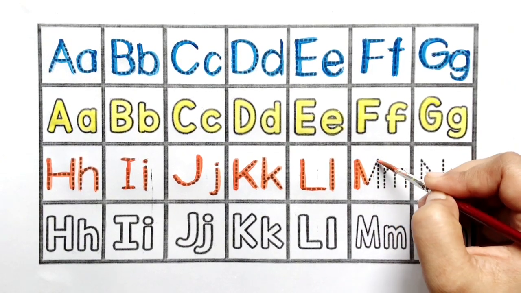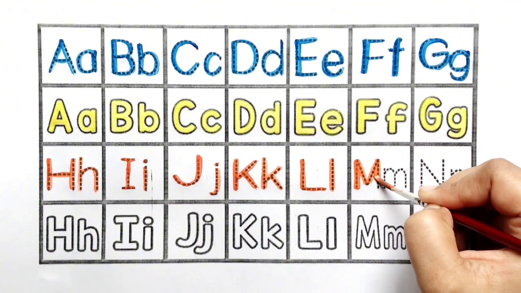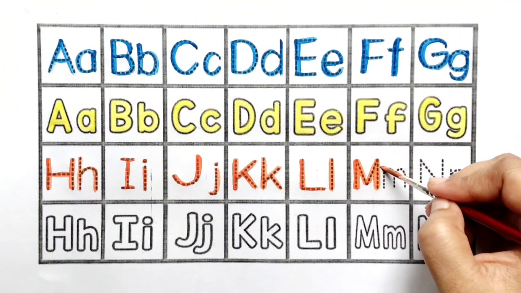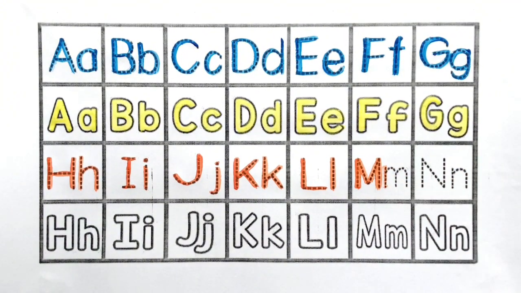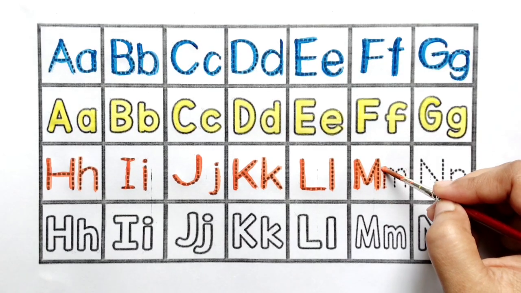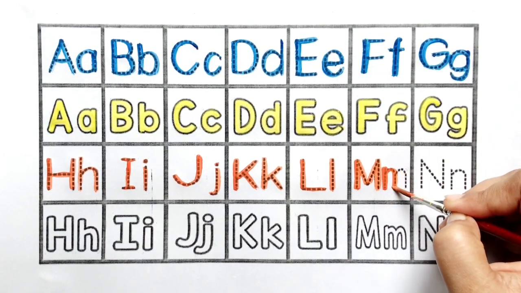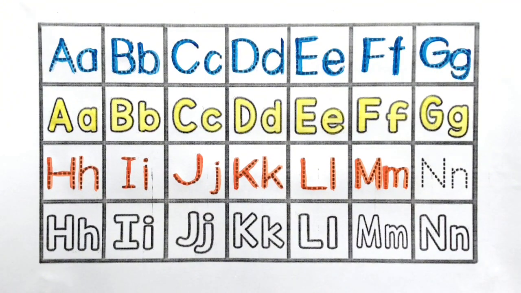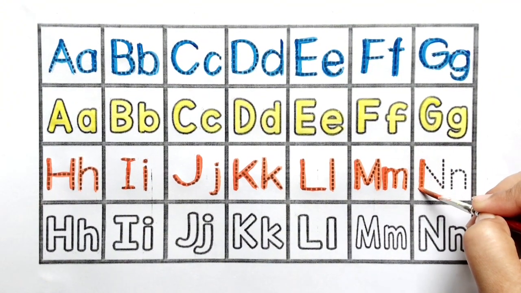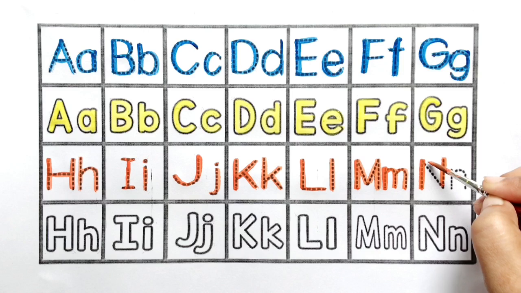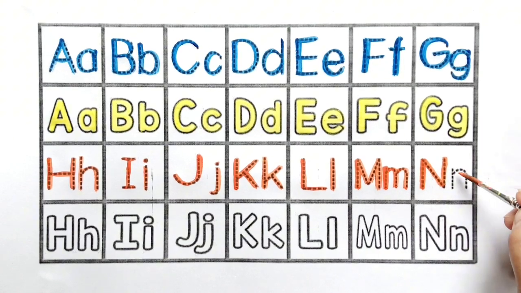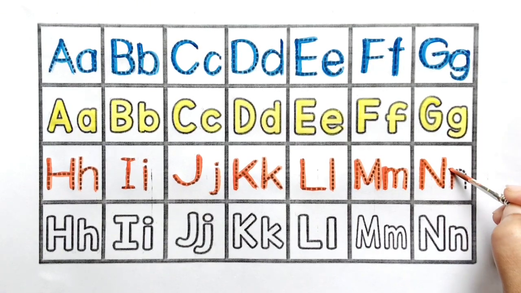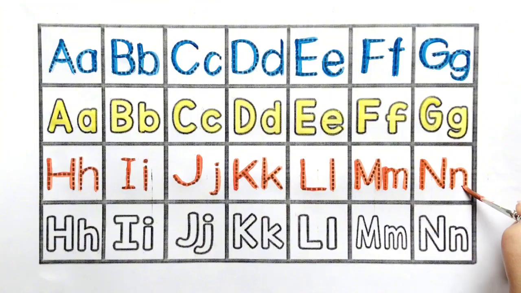Uppercase letter M. Lowercase letter m. M for moon. Uppercase letter N. Lowercase letter n. N for nest.